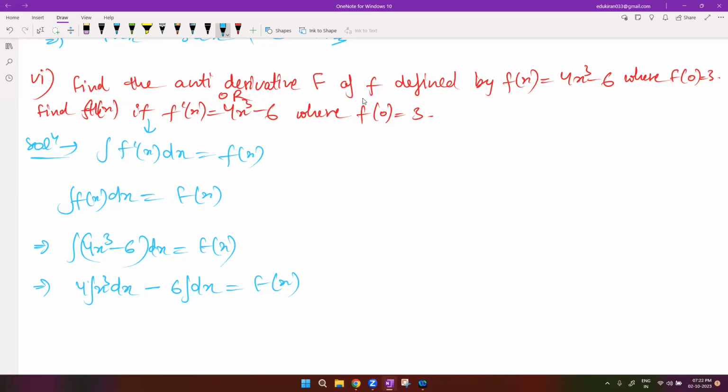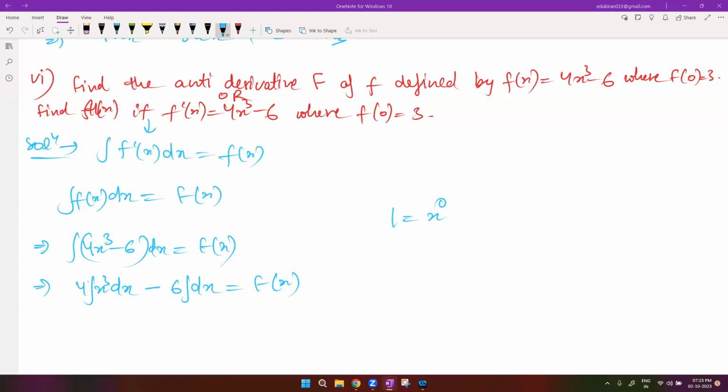If there is nothing, then here is 1. 1 into dx, right? And 1 is what? x to the power 0. So basically, you are integrating x to the power 0, because x to the power 0 is 1. And 1 into dx would be dx only. Correct, Austin and Chavez both are correct.